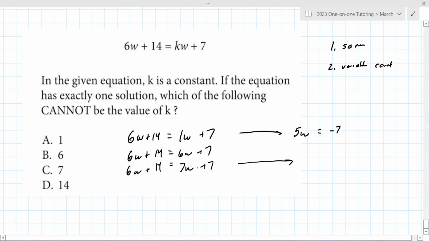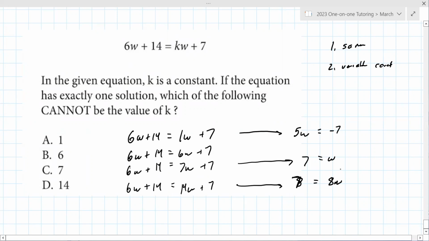If we move the 6W to the right and the 7 left, you get 7 equals W. That's okay. 6W plus 14 equals 14W plus 7. If you move the 6W right and the 7 left, you end up getting 7 equals 8W, and that's okay too. It's a solution.